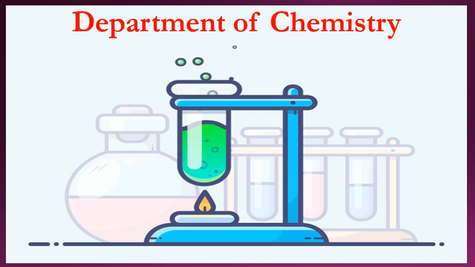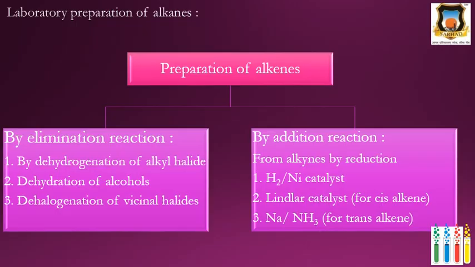Today we are going to study the preparation methods of alkene. In the laboratory we can prepare alkenes by two types of reaction. First is by elimination reaction and second by addition reaction. The elimination reaction involves dehydrohalogenation of alkyl halide, that is removal of hydrogen and halogen from alkyl halide, we get alkenes. Then second is dehydration, that is removal of water molecule from alcohols, we get the alkenes.